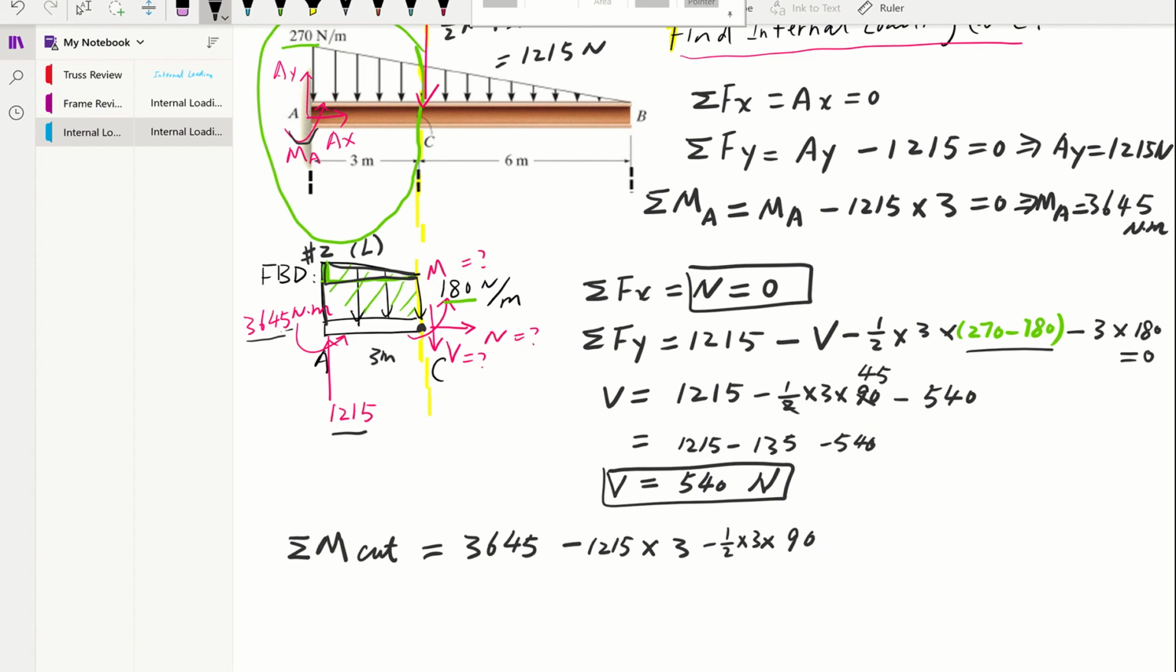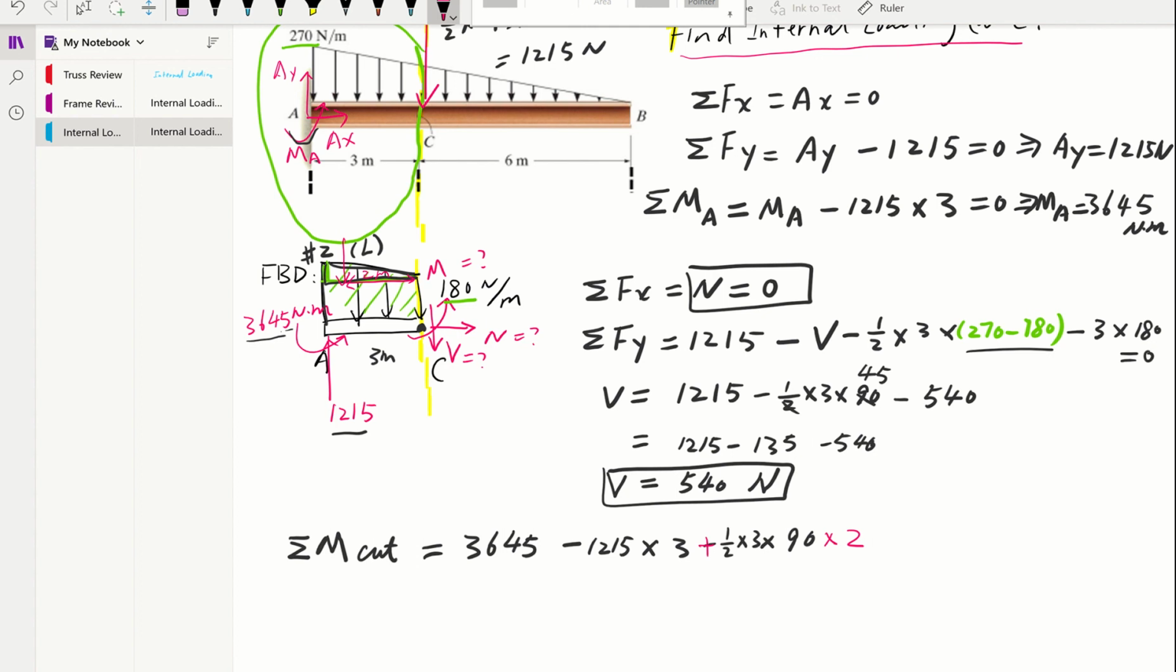That's just the magnitude. And where is this located? This is located 1/3 from A. So it's 1 meter, which is 2 meters to C, to where we cut. So we're going to multiply by 2. And that gives counterclockwise rotation, correct? So this is actually plus.